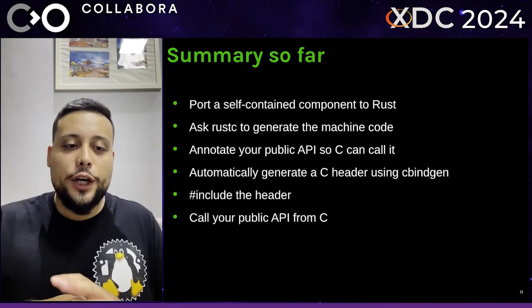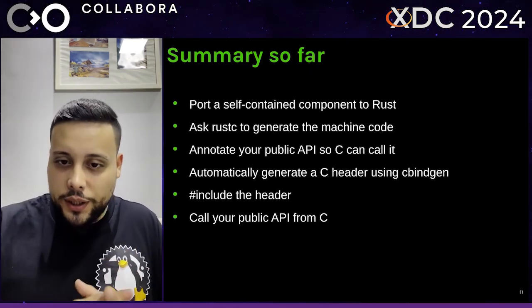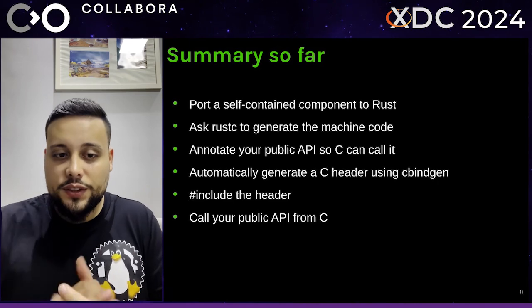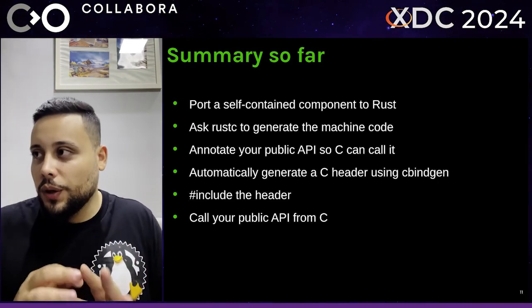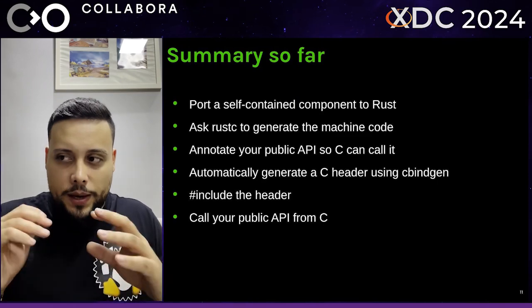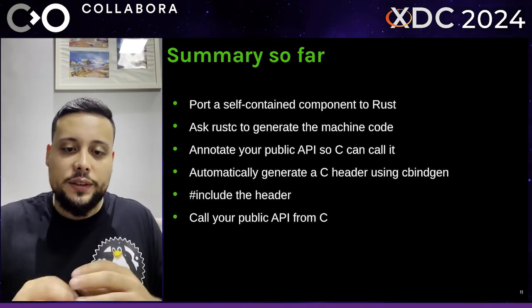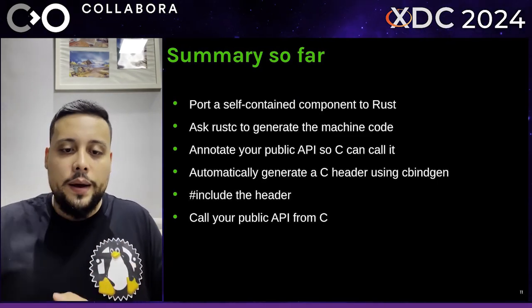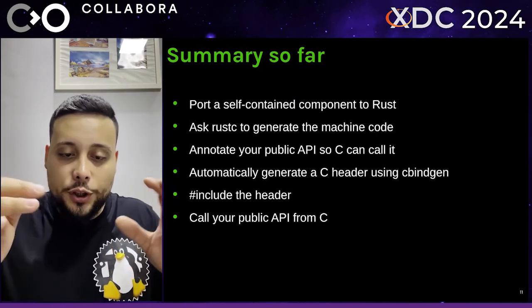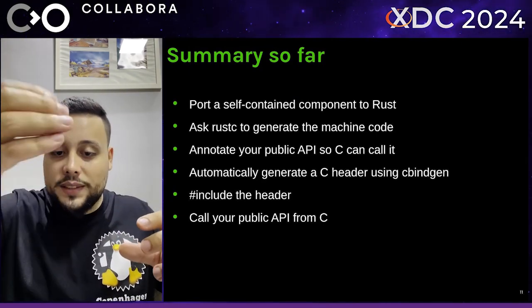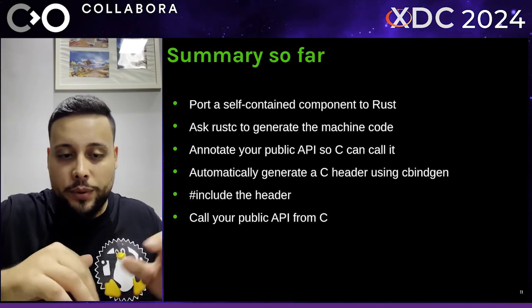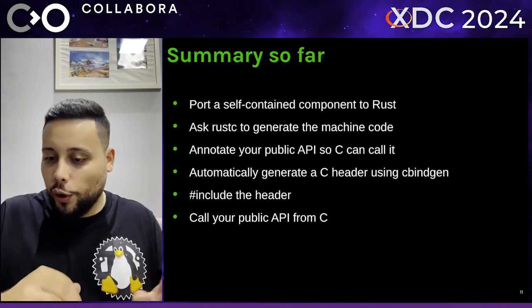So the summary so far: you choose a small self-contained component, you port that to Rust, you ask rustc to generate the machine code for that. We have a special annotation for the public API so that C can call this public API. After that, after you call the public API, the code inside of your public API can call other Rust code without extern C or polynomial mangling.